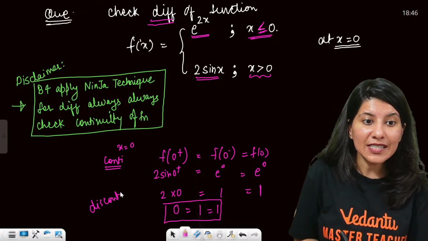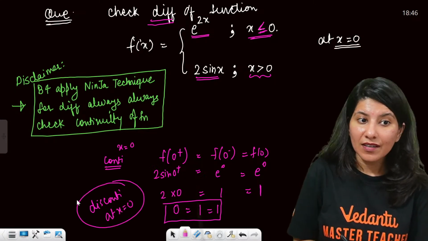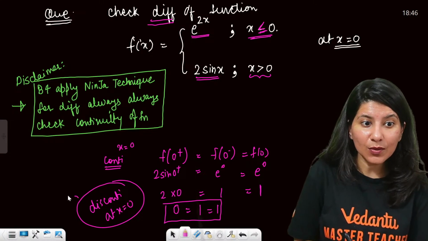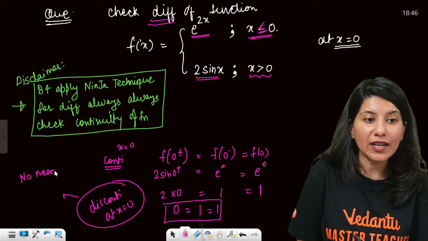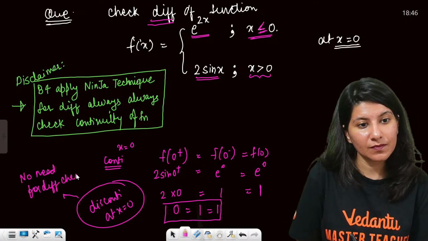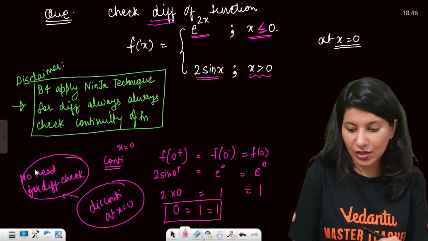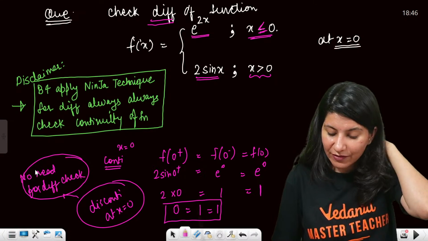If the function is discontinuous at x equals 0, then there is no need for a differentiability check. No need for differentiability check.